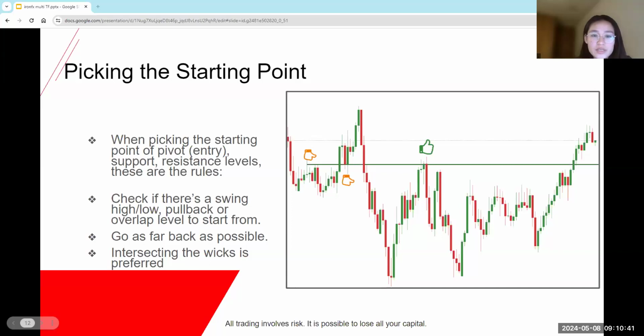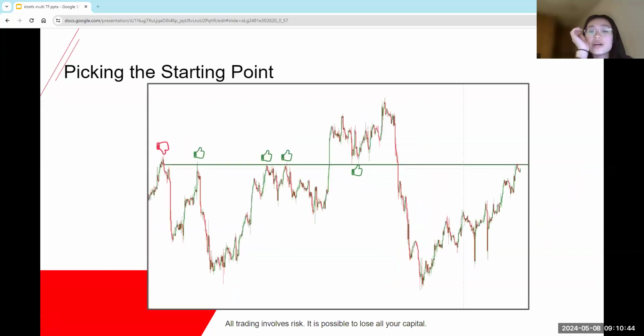Okay, so picking the starting point. So we have our first red thumb, which we should stay away from. You can see it cuts way too many bodies of candlesticks, so it's way too messy here. So you can see where our green thumbs are. That's what we're looking for. So instead of starting it here, we would start here instead.